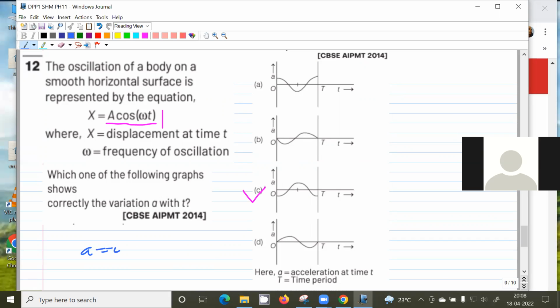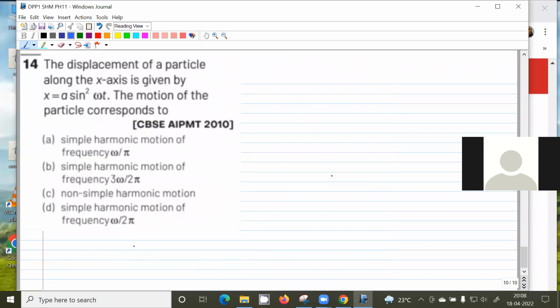Acceleration is minus omega square x. So whatever is the x variation, multiply with minus 1. So x variation is cos. If you multiply by minus 1, it becomes like this. So this is minus cos. And some factor is there, that's omega square. That we also can do. Done?